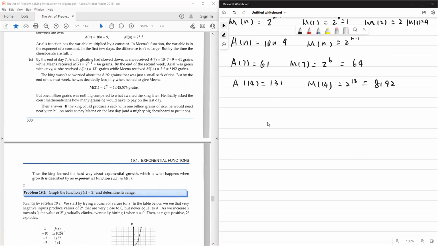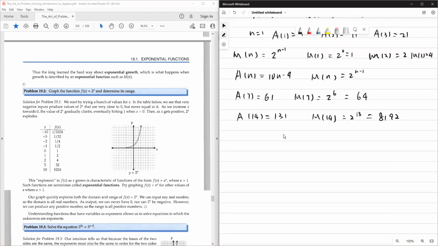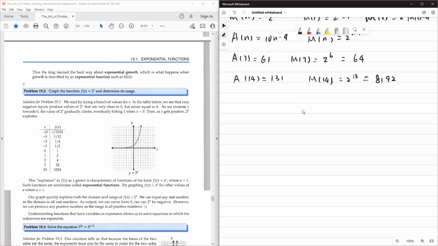Okay, so by the 21st day, it's already millions of grains. So definitely the answer is that Mina is getting a better deal out of this. This is what we call exponential growth. This is what happens to an exponential function: it grows really, really fast. I don't know how many squares are on the chessboard, but you can figure out the last day. On the last day, Mina probably can bankrupt the king because the number is so large.